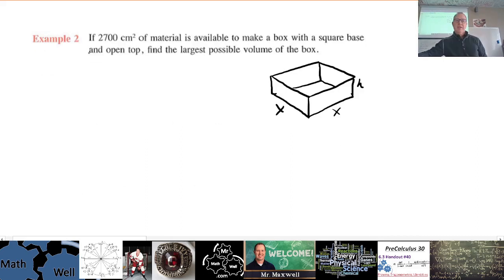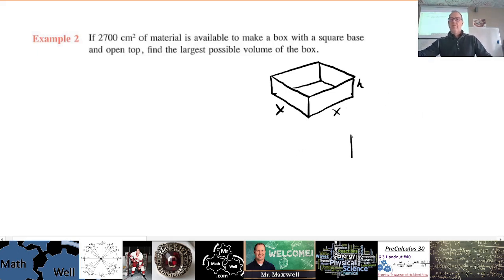If 2,700 centimeters squared of material is available to make a box with a square base and an open top, find the largest possible volume of the box. Okay, so what I would do is take a moment to sketch the situation if possible. It doesn't have to be a perfect sketch, but here I've sketched a box that has an open top, so I can kind of see what's going on. A net of this would be really helpful as well.